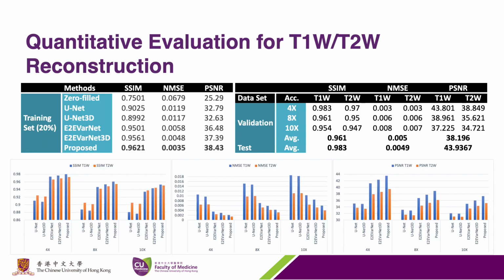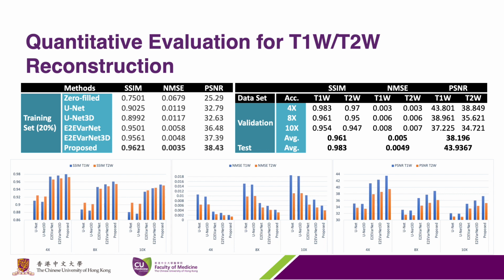For the mapping task, the average results on the 20% holdout training data are presented in the top left table. Detailed results for T1 weighted and T2 weighted images, as well as different accelerating factors, are shown in the bottom plots. Those results highlight the significant improvement achieved by our proposed method for both weighted images across all accelerations.